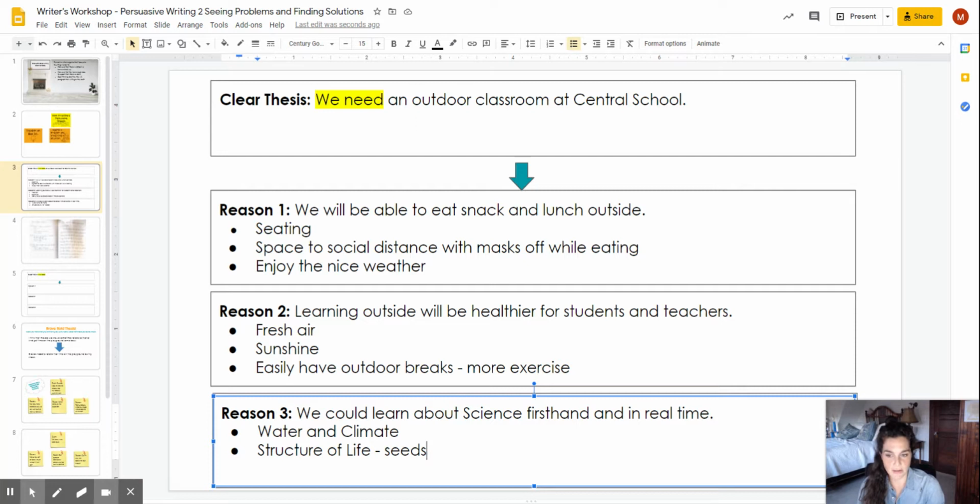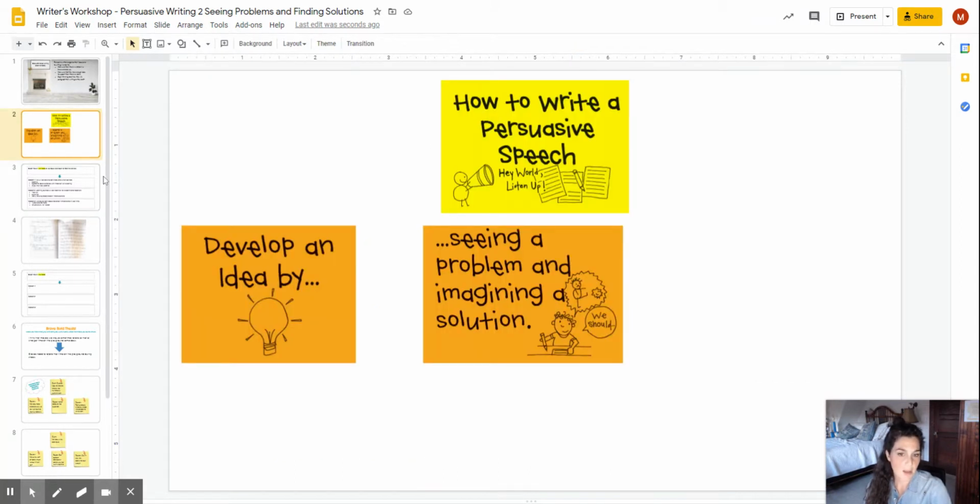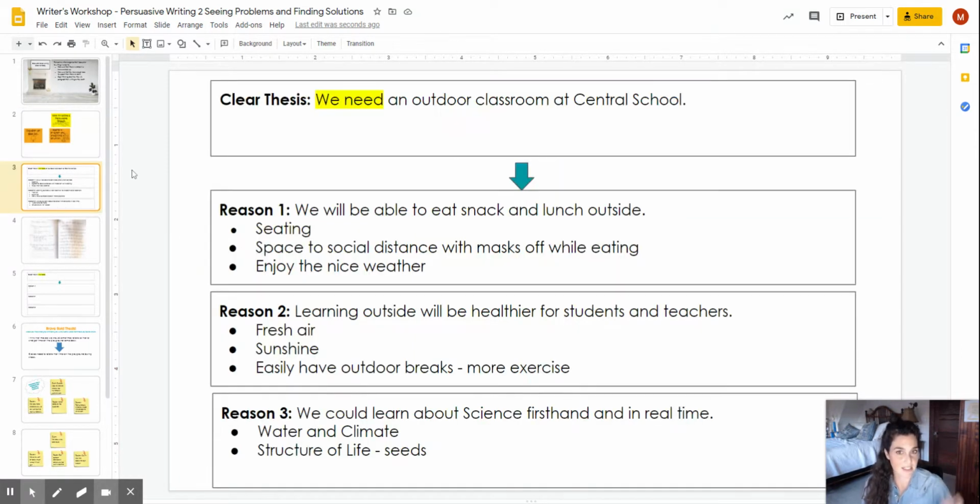So let's look back at the work that I've done. So first, I thought of an idea by using our strategy from yesterday, which was seeing a problem and imagining a solution. The problem was we didn't have outdoor seating, and it kind of led me to the solution of we need outdoor seating, which led me to a bigger idea of we really need an outdoor classroom. And then I thought about, well, why? How can I convince people, or my audience, probably Mrs. Simkus, about needing an outdoor classroom? So reasons that would matter to her would be that we could eat snack and lunch outside comfortably, that we could learn outside and that's healthier for us, and that we could learn about science right in real time, right there with us.